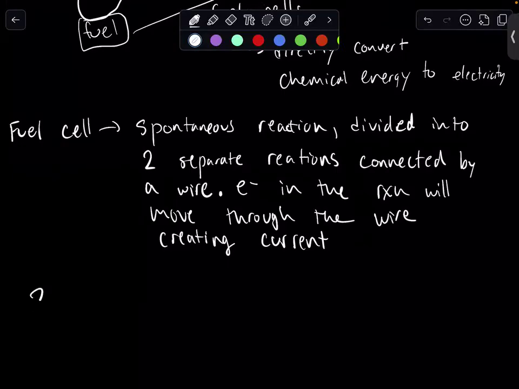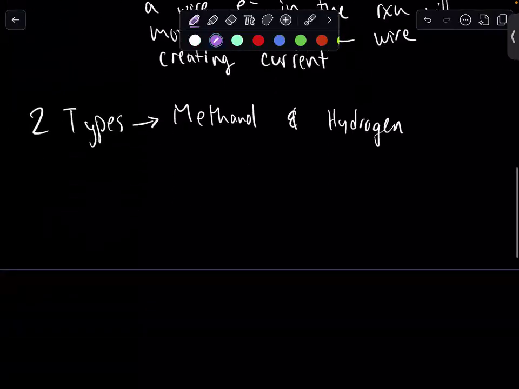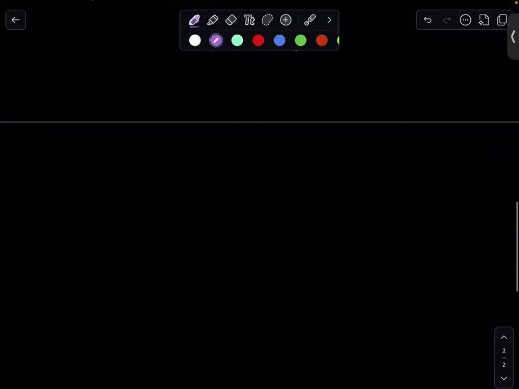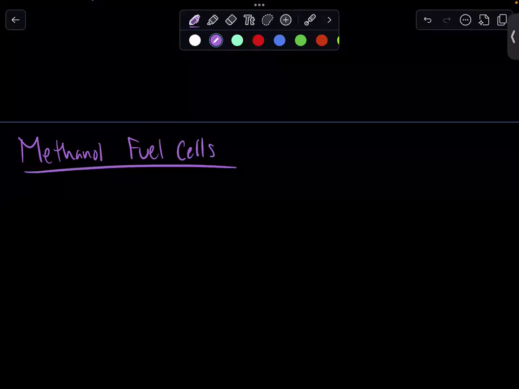So the two types we're going to look at are going to be methanol fuel cells and hydrogen fuel cells. So we're going to start off talking about methanol. So I'm going to bring that down here. Methanol fuel cells. All right, so we kind of know the combustion reaction, so we're going to start out with this reaction, combustion.